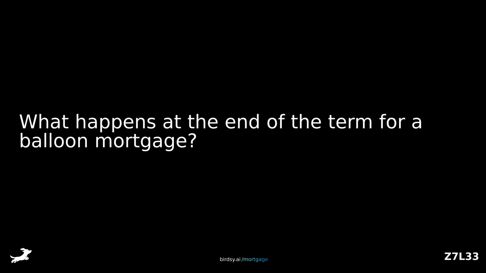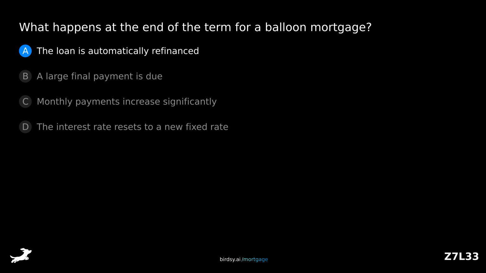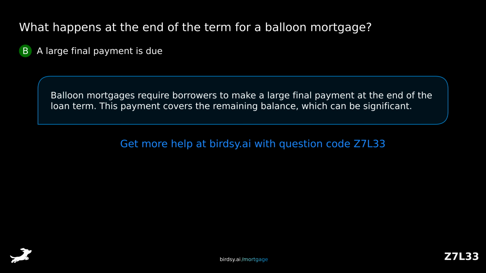What happens at the end of the term for a balloon mortgage? Is it A, the loan is automatically refinanced, B, a large final payment is due, C, monthly payments increase significantly, or D, the interest rate resets to a new fixed rate? The answer is B, a large final payment is due. Balloon mortgages require borrowers to make a large final payment at the end of the loan term. This payment covers the remaining balance, which can be significant.